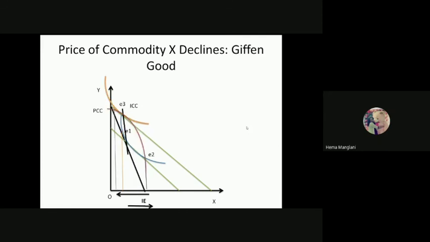The price of commodity X is declining, for the Giffen good. Okay, see here what is happening. Your initial budget line is this. This is the blue indifference curve, and this shows your initial consumption bundle, which is E1. This also indicates you are consuming more Y and less X. Now, what happens as the price of commodity X declines?